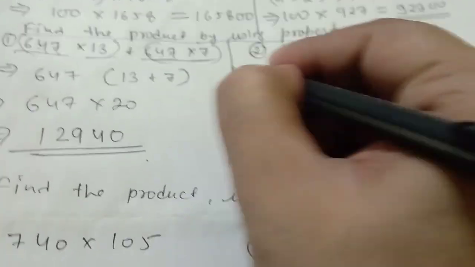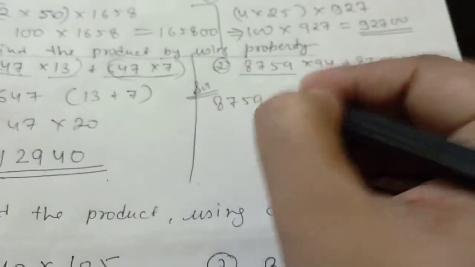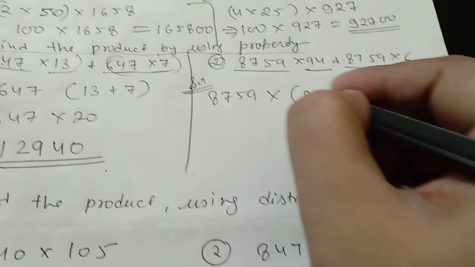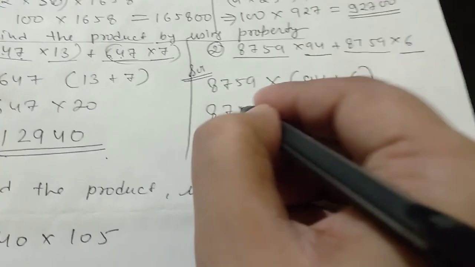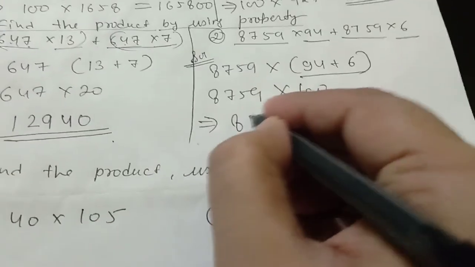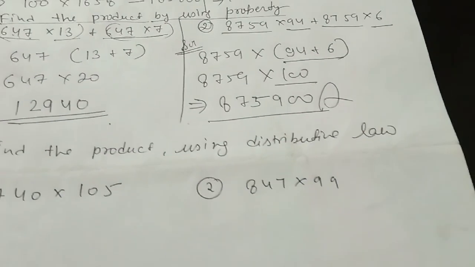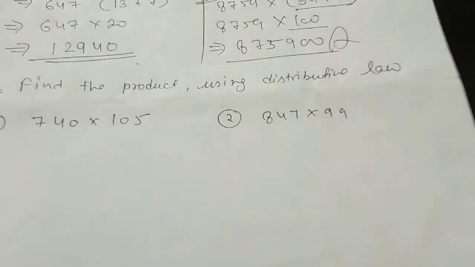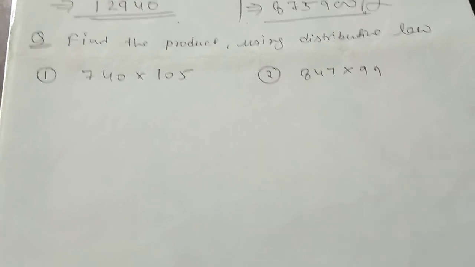Again, same type of question, you can see 8759 is a common number, so write the common number, and 94 and 6 can be added. 94 and 6 can be added easily. So 8759 into, after adding the numbers, you get 100. Now 8759 and two zeros will be added, so this is the answer. So you can see in a very easy manner we can learn how to multiply the numbers.